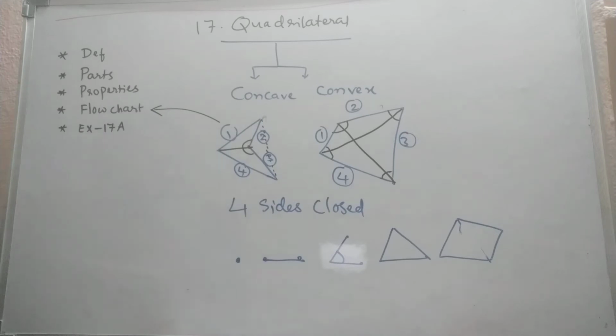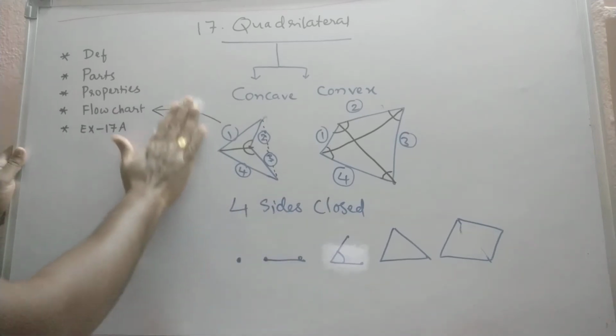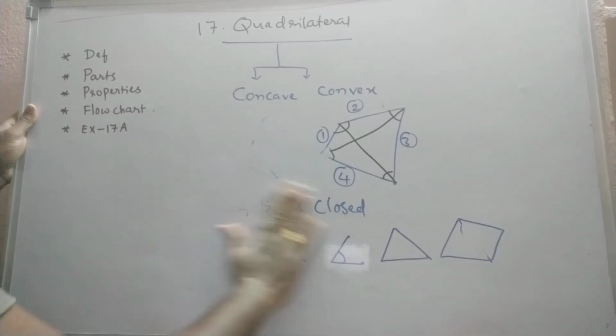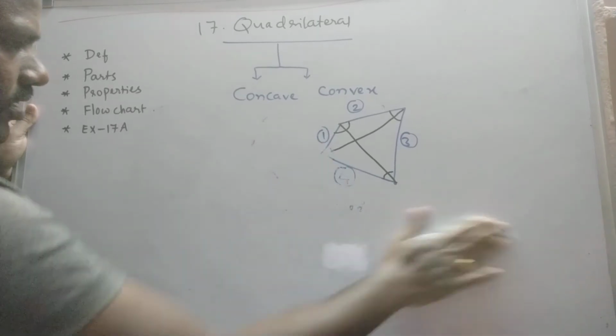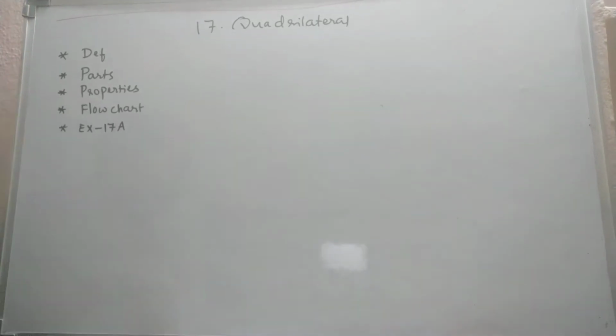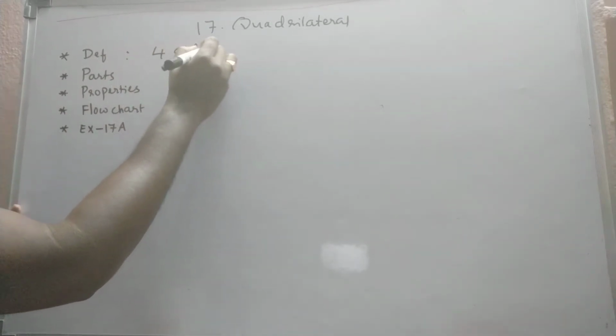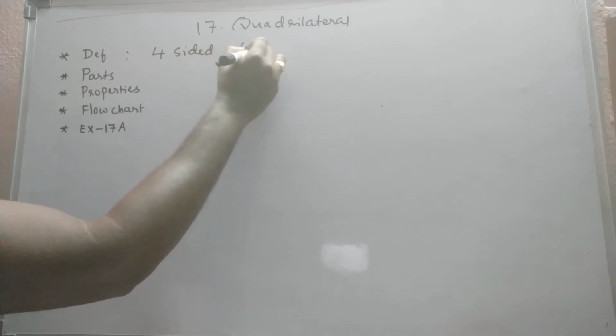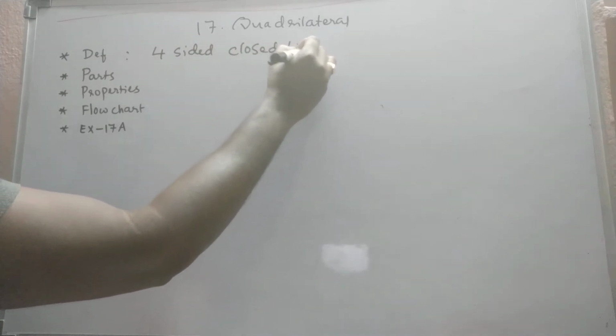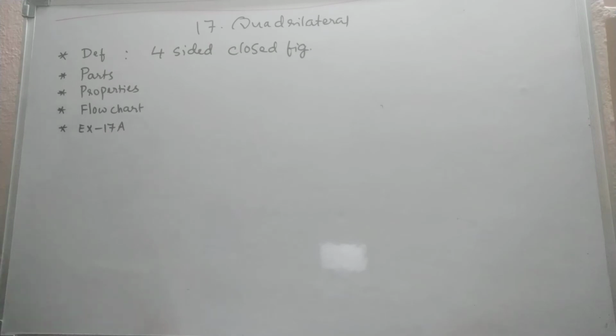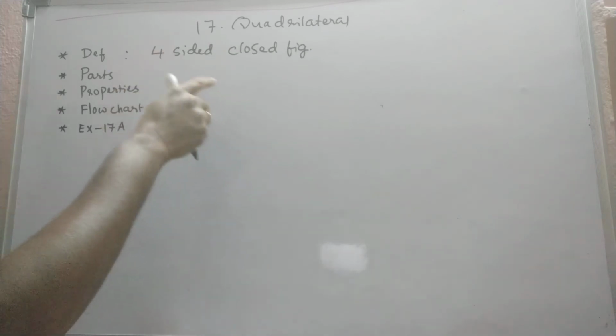Now let us see right from the beginning, the introduction, and we will see the different parts of a quadrilateral. Coming to the definition, it is a four-sided closed figure. Simple definition: four-sided closed figure. Four-sided closed figure means all sides should compulsorily be line segments.